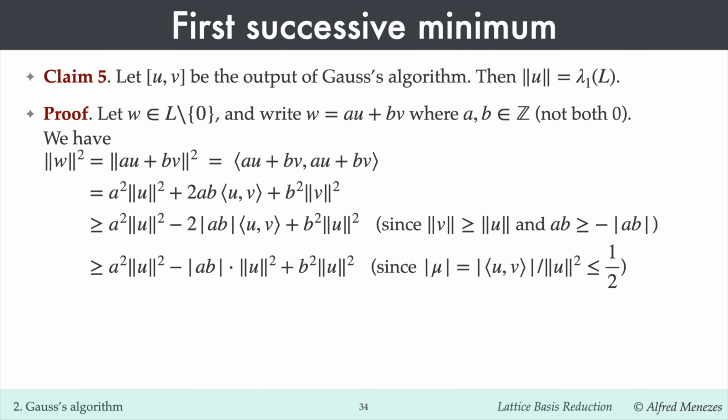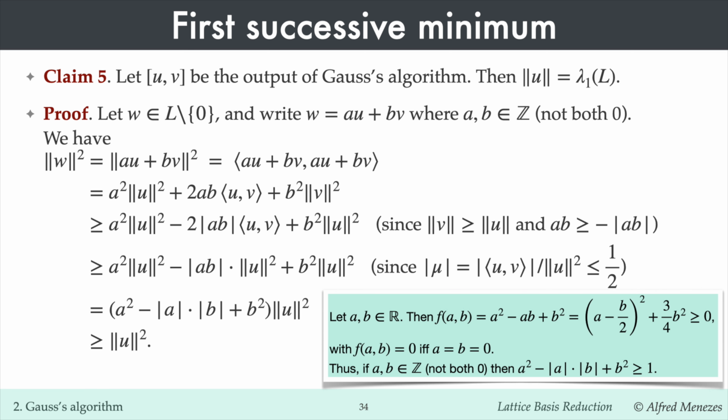Now, recall the key termination condition in Gauss's algorithm: mu is at most 1/2 in absolute value. This implies that 2 times the dot product of u and v is at most the squared length of u. Substituting this back into our inequality and simplifying, we obtain this expression, which you can verify is at least the squared length of u. So we've established that every non-zero lattice vector w has length at least as large as u. Thus, u is indeed a shortest non-zero lattice vector.